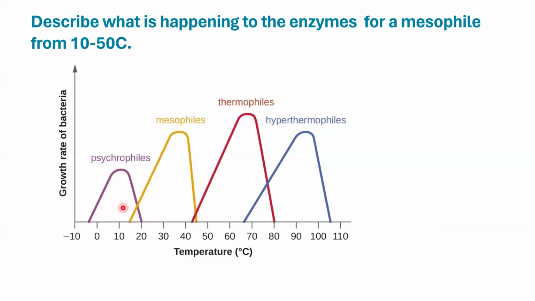If you're a mesophile, what's happening to your enzymes down here at 10 degrees? What's happening to the enzyme reaction rates and the enzyme structure? As you come up, we see that growth rate increases along this line. What's happening to the enzyme activity along this line, all the way up to 50? Think about bringing that to class, and let's try to talk about that on Tuesday.